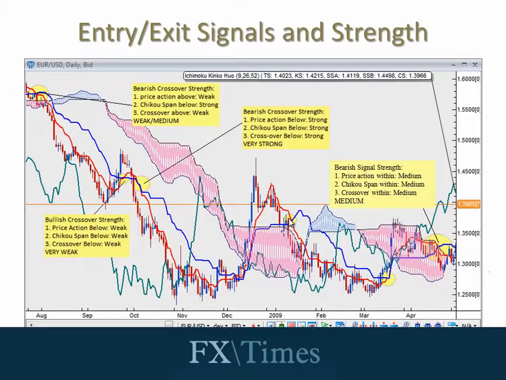And just filling in the gaps here, a couple other crossovers. Here is a bearish crossover. Price action, you could argue, is within the cloud, so that's a medium to weak factor. The Chikou span is also within the cloud, so that's medium, and the crossover is above the cloud, so that makes it weak. So basically, this is a weak to medium bearish signal.